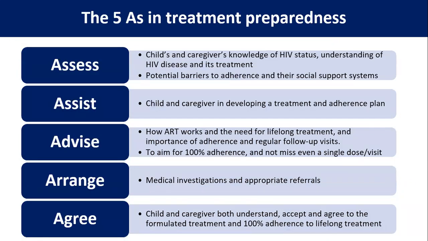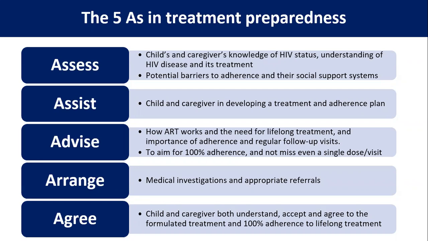So there are 5 A's which we always talk about when we do the treatment preparedness. The first A is assess, second is assist, third is advise, fourth is arrange, and fifth is agree. So you have to assess the child and caregiver knowledge about the HIV status, what is their understanding of the HIV disease. By and large, most of the parents are aware of the HIV disease, and we have to also assess what the potential barriers to adherence are, and whether a social support system is there.